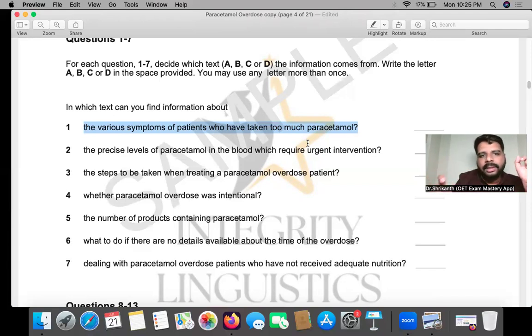But you have to read the statement, you have to understand the information, and your duty is to find out whether this information is coming from text A or whether it is coming from text B. And if you feel the answer is coming from text B, then you have to write capital letter B.